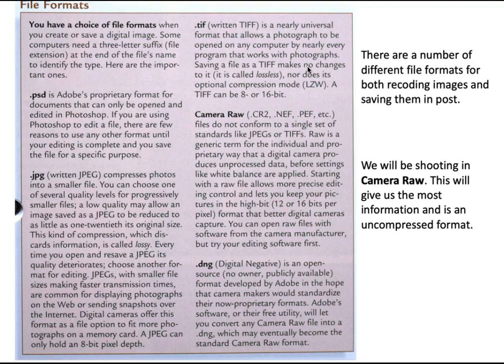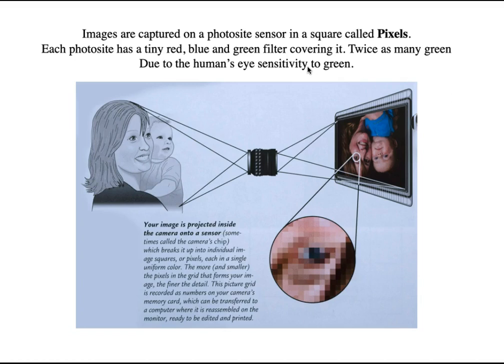TIFF is uncompressed, but it's not the same as a digital negative, though it is uncompressed as well. And a PSD is Adobe's proprietary format. If you've ever worked in Photoshop and used layers, if you save a PSD file, you're saving everything. But PSD is not a choice for us in camera. We only have JPEG and RAW, I believe. So we're going to go with RAW. All right, so your sensors are made up of photosites, and that's what your pixels actually are.